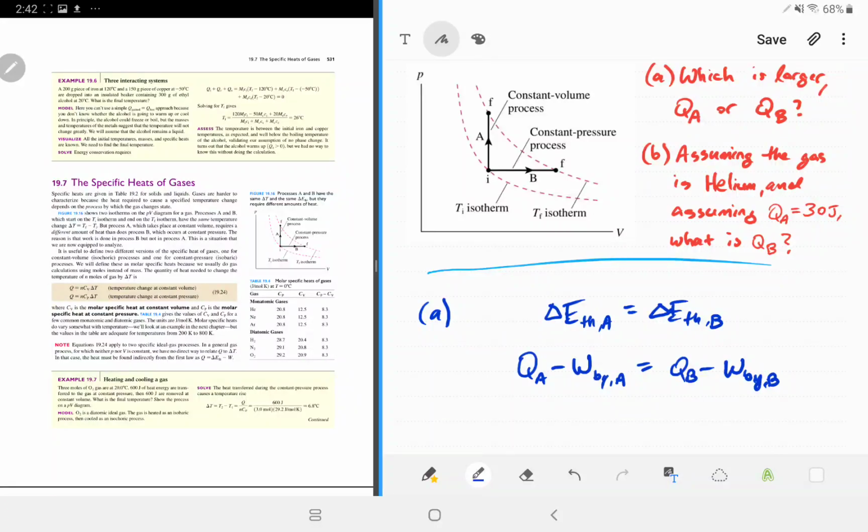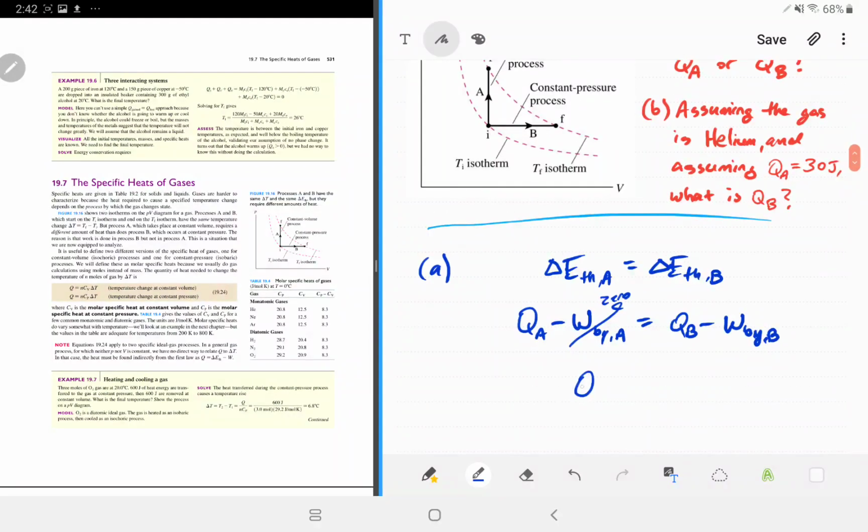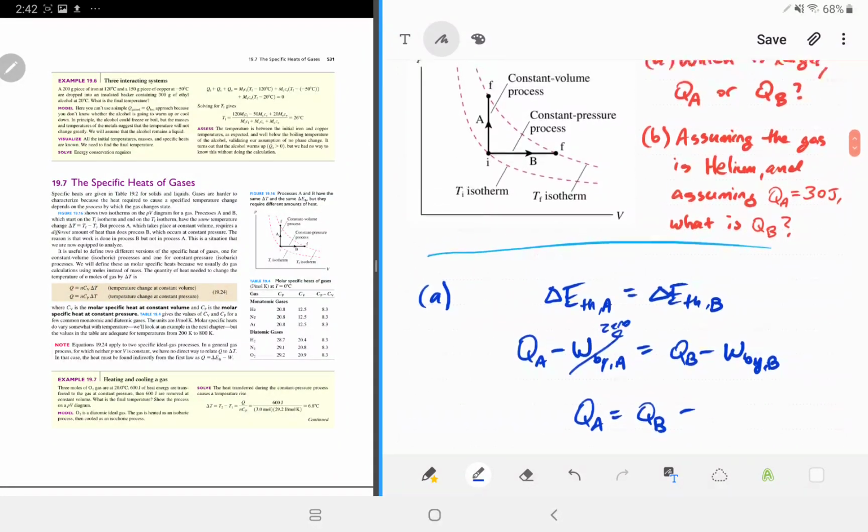Now, path A is very special. It's a constant volume process, so work done by the gas in path A is 0. This is 0 just because it's an isochoric process. If you integrate that, there's obviously no area underneath path A. So we have QA is equal to QB minus the work done by the gas in path B. And notice how that's positive. The work done by a gas is the area underneath the curve, and the area underneath the curve, because we're integrating from left to right, is going to be positive. So QA is QB minus a positive number.